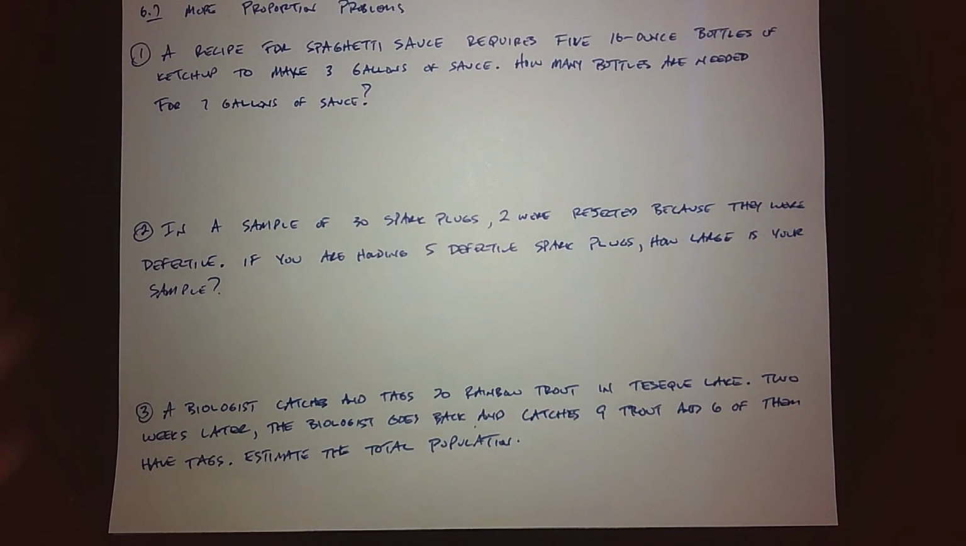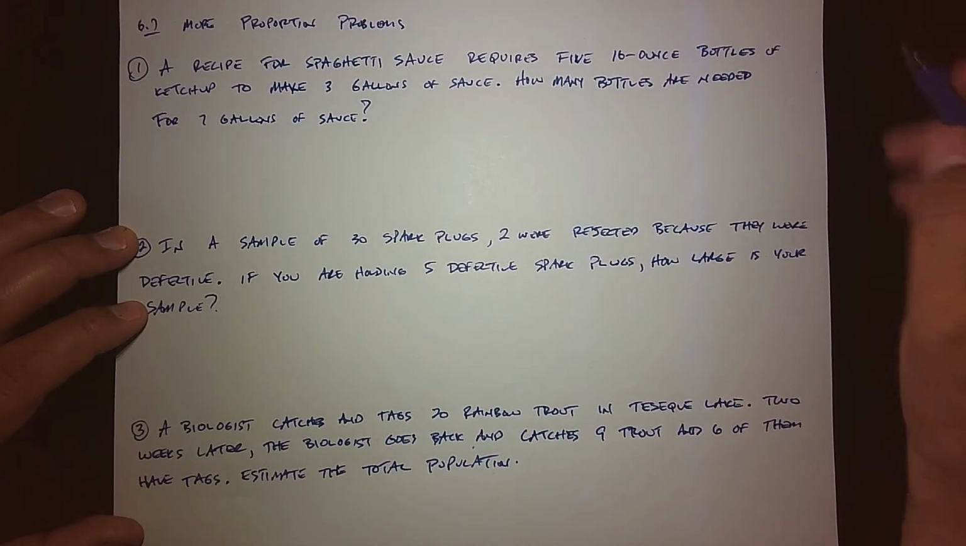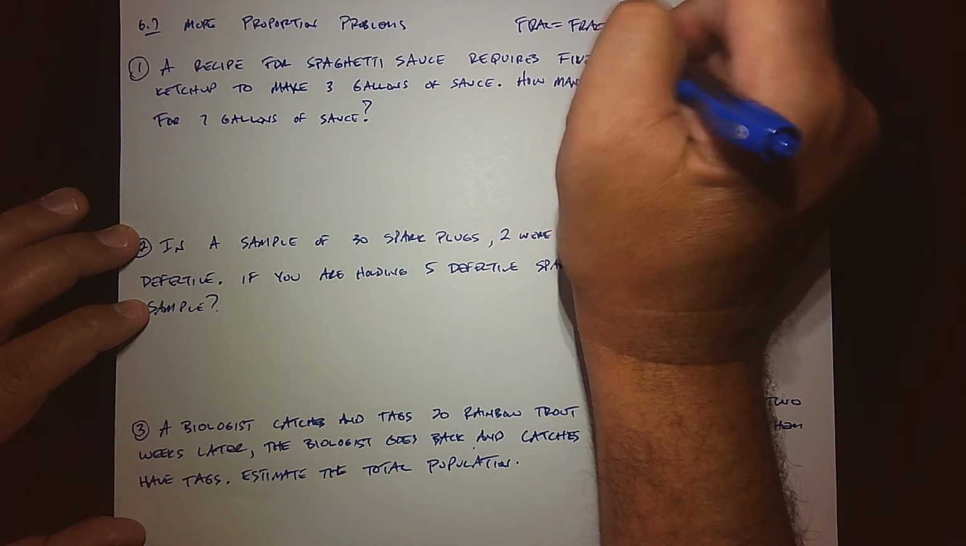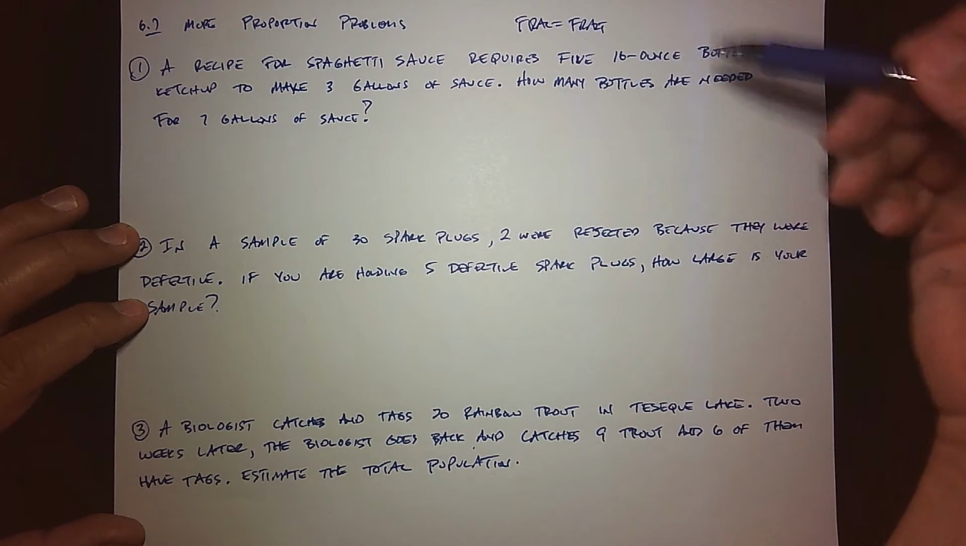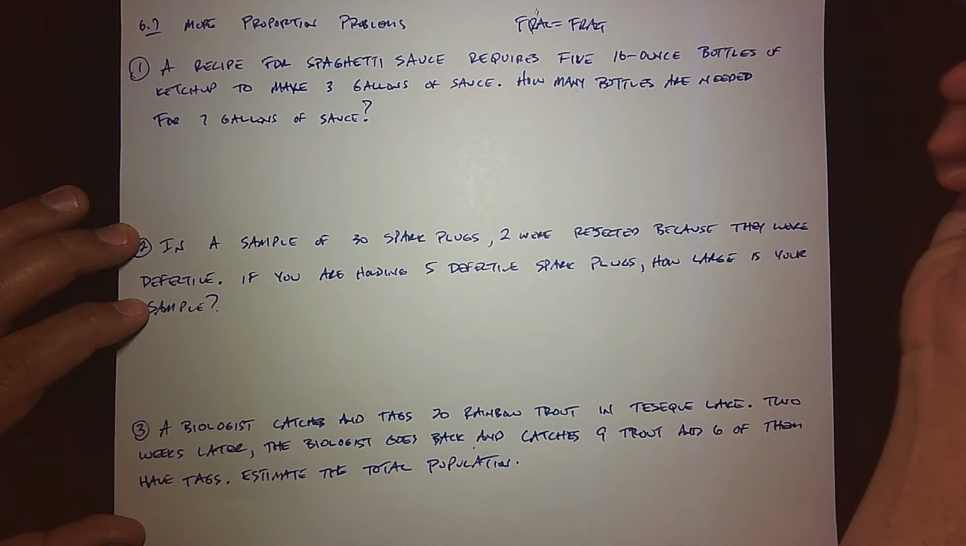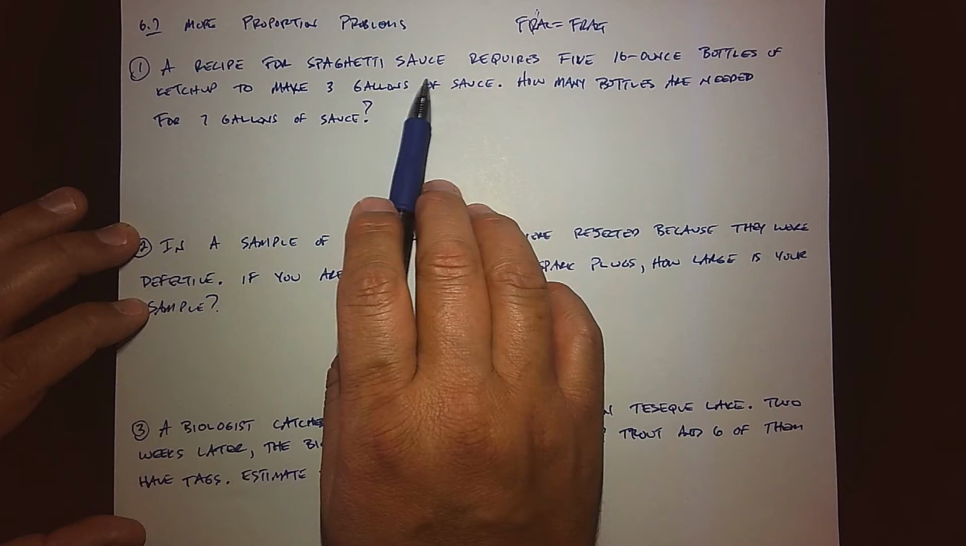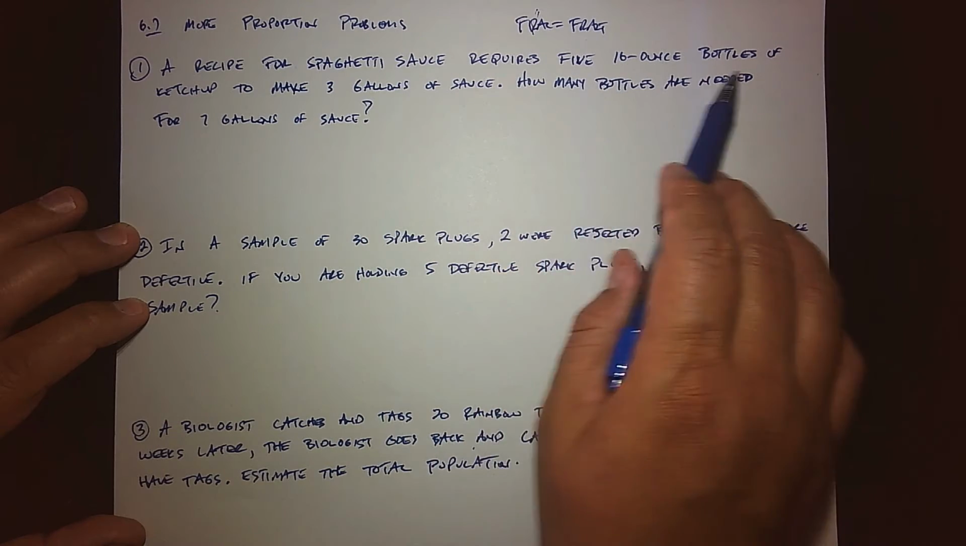So last round of word problem proportion. Again, remember we're trying to set up a fraction equal to a fraction, labeling your unknowns, and be careful about who's up in the numerator and denominator. Just be consistent.